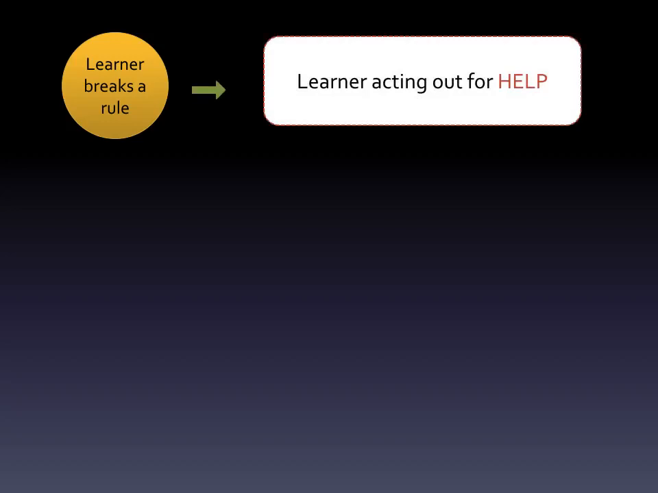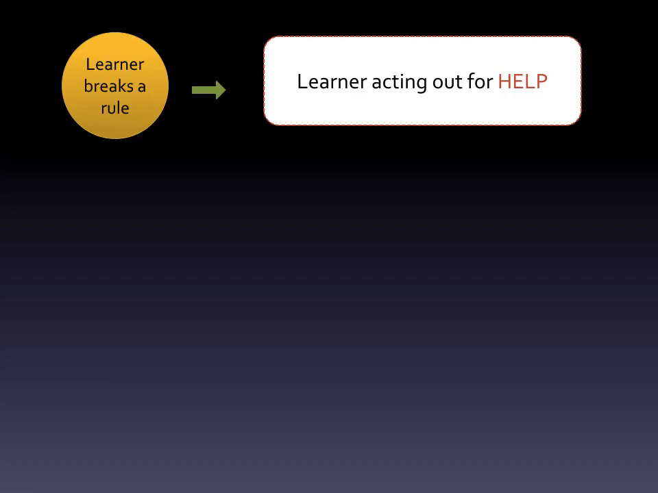So when a learner breaks a rule, you need to remember that it is the learner acting out for help. Although the disruption is exhausting and annoying, it is at this point that you need to remember to separate the learner from the behavior. There are no bad children, just bad behavior. And this behavior is a sign of distress and a signal for help.